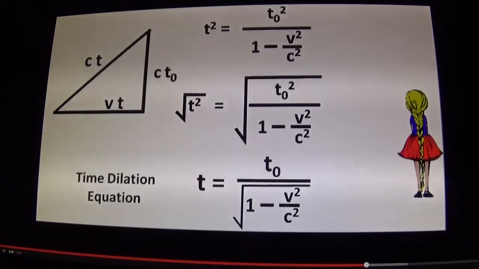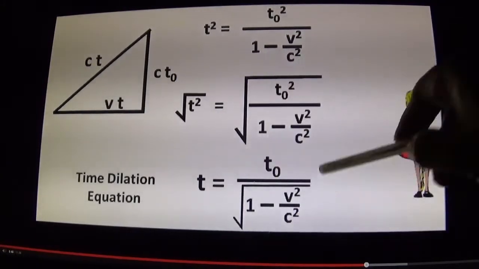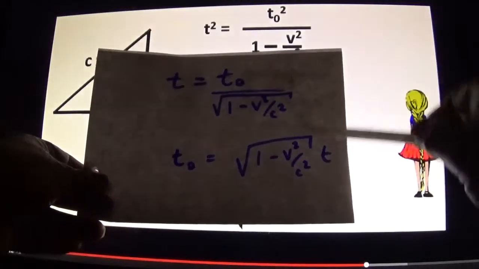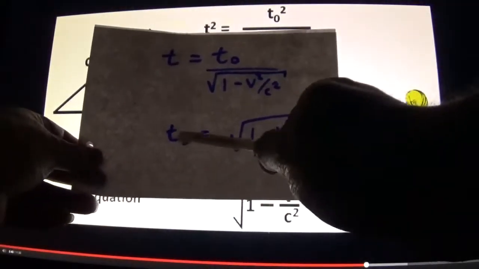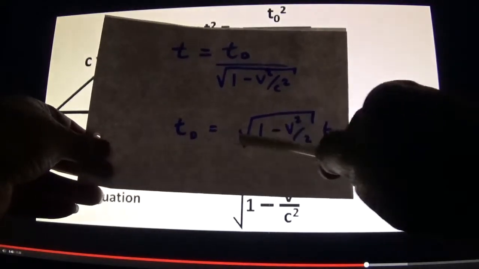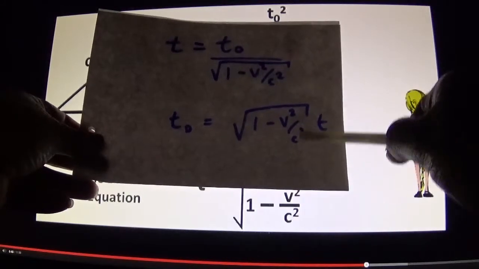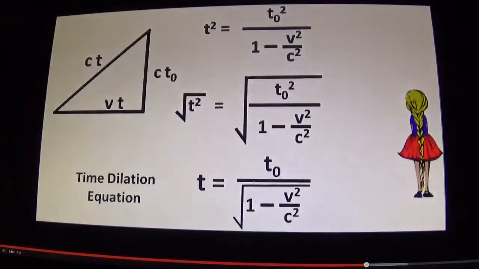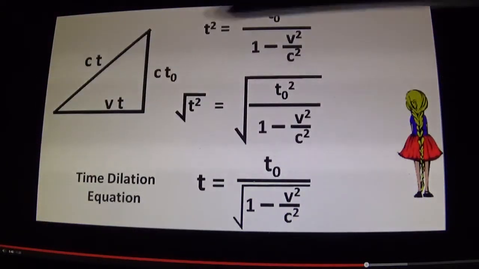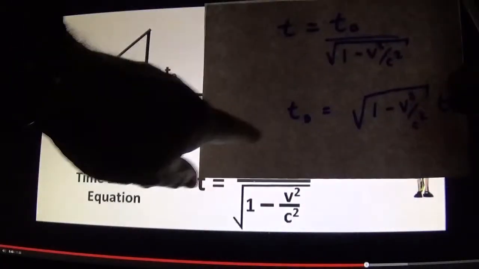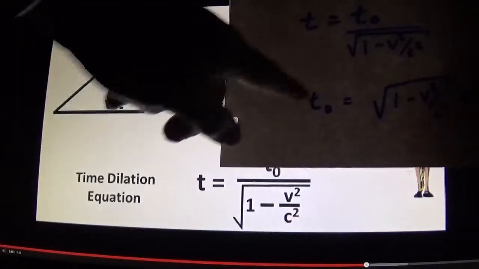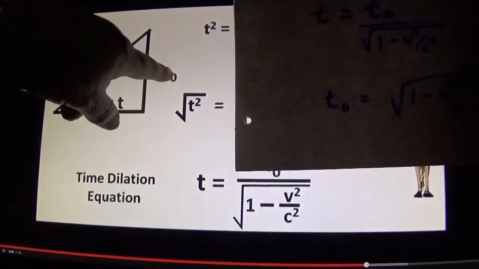Right, taking that equation, we can swap it over, just quickly swap it over. So it's T0 equals that, the square root of 1 minus V squared over C squared, and that's times T. So with that equation, we can then substitute it into there.